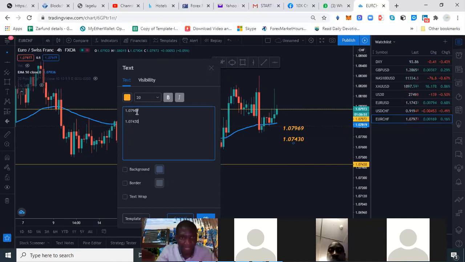All right. So now take note of something. The first four figures after the decimal place. Let's do it like this so that we can be clear. Okay. So you see these last digits that I circled. Those last digits are called the pipettes. So when we are calculating pips, we basically use these numbers here. This last digit is called the pipette.